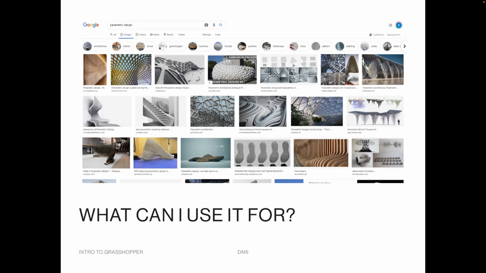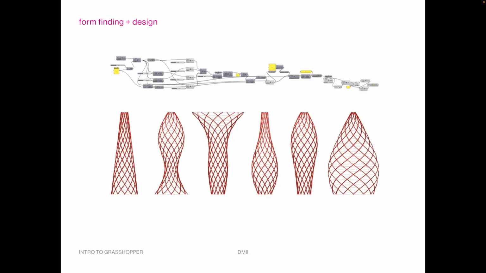What can you use Grasshopper for? If you Google Grasshopper or parametric design, a lot of the stuff that's going to come up is going to have a certain look and feel to it. There's a computational design aesthetic that's emerged in the past 10, 15 years. This is largely a function of the first use for Grasshopper, which is form finding and design. So Grasshopper and computational design lets us create geometries that would be super hard to create if we were doing it manually.